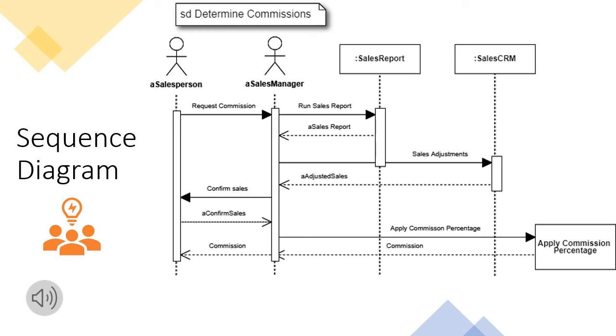Afterwards, the sales manager will ask the system for any sales adjustments and then confirm with the salesperson about the final sales figure to be used for the commission. Once the salesperson accepts, the sales manager will then apply the commission percentage to get the commission. The salesperson will receive this commission.